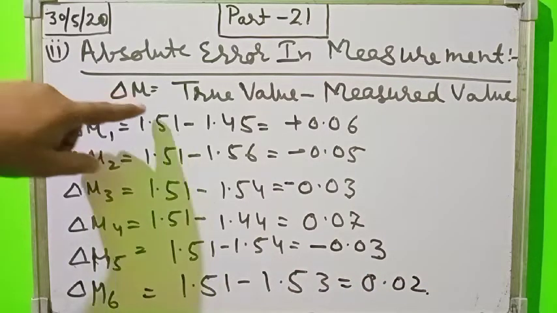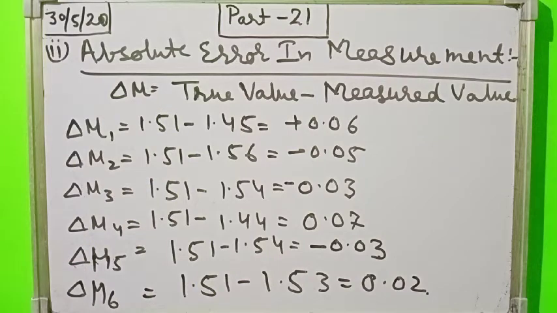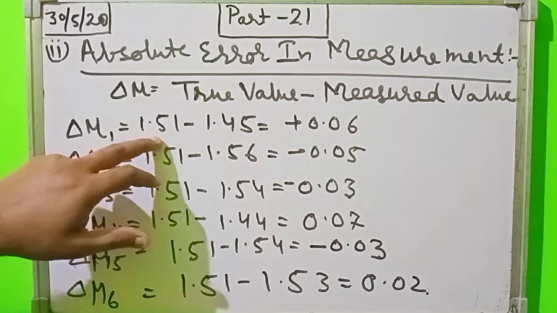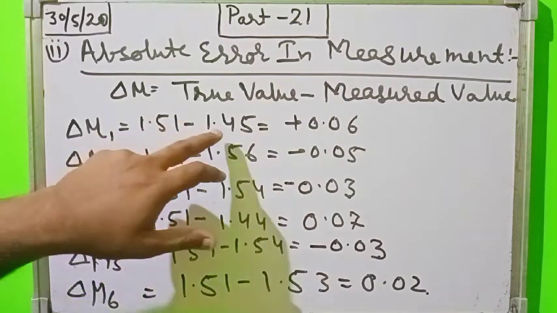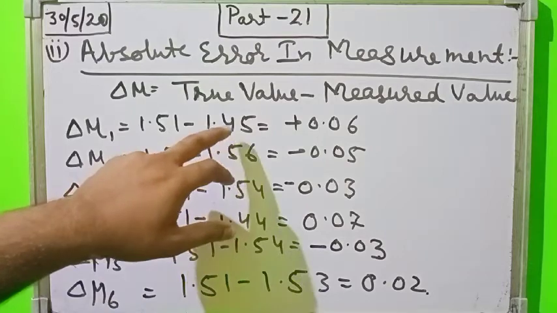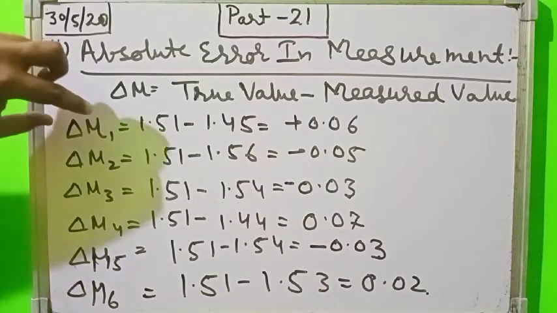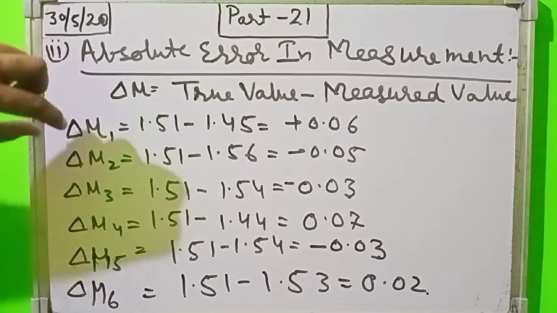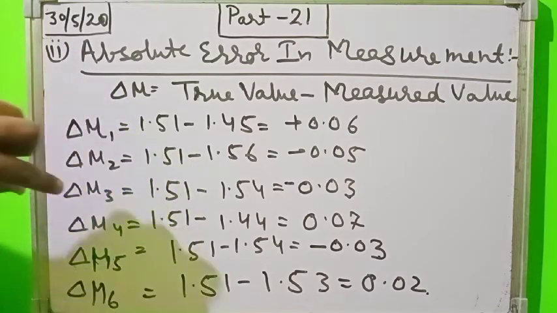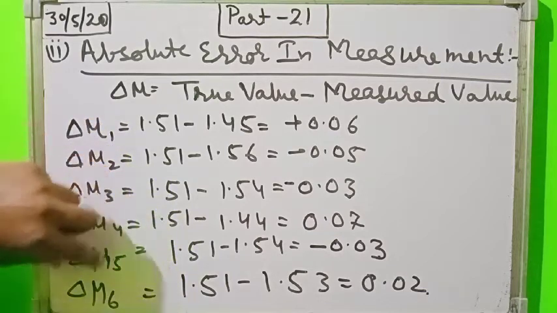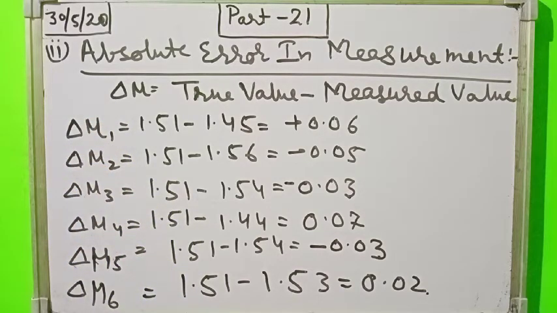Means the mean value or true value we had obtained in the previous part. From that true value we had subtracted the measured value, and after subtraction we got the error in the measurement of refractive index 1, error in the measurement of refractive index 2, and 4, 5, 6 and so on. Clear? Now this is the absolute error in the measurement.